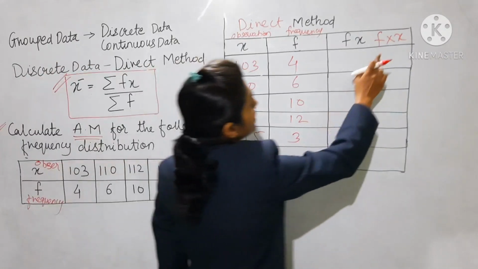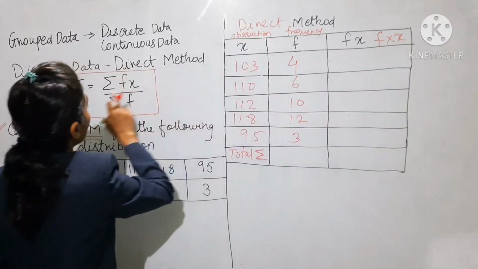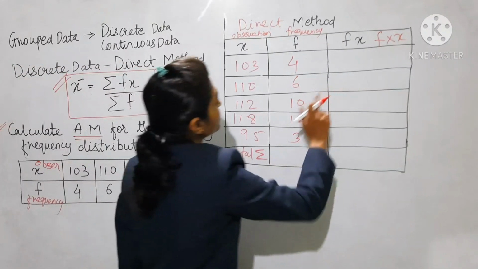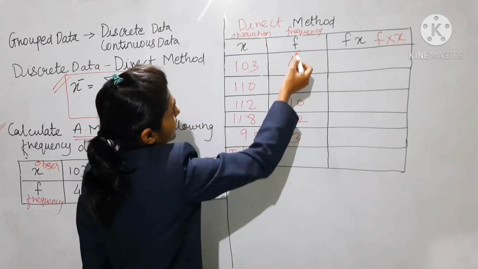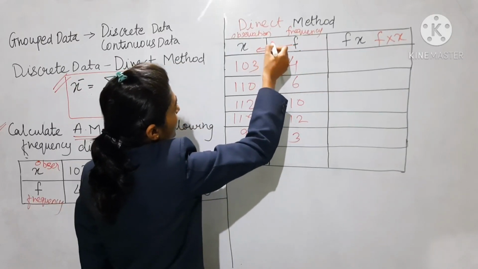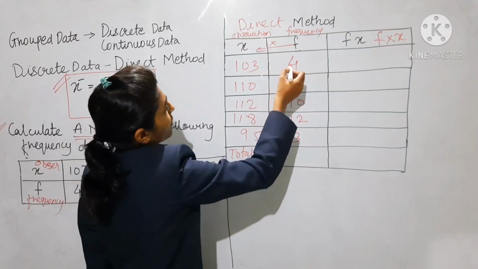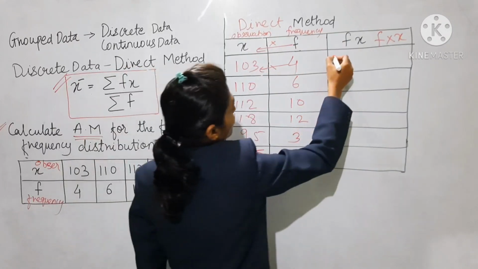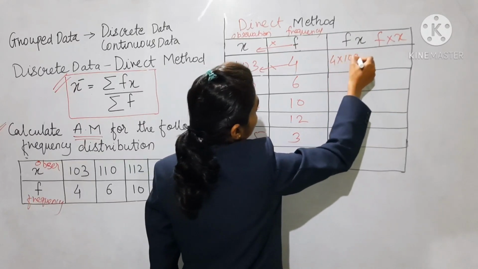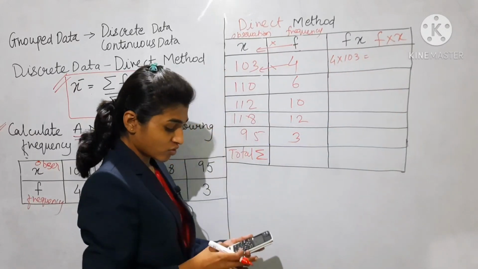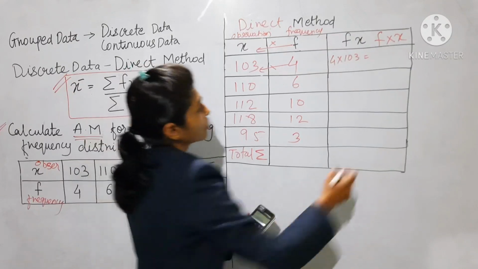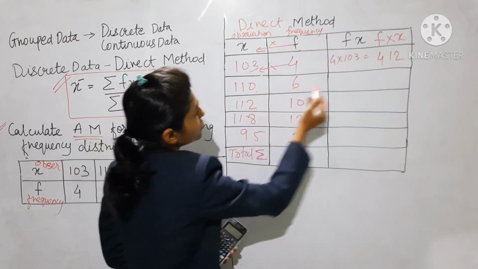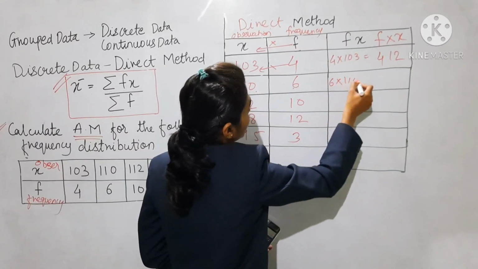Now next thing, fx, because in the formula summation of fx is there. That's why fx means multiply f by x. That means 4 into 103. So 4 into 103, what answer are you going to get? 412. Same thing, 6 into 110.